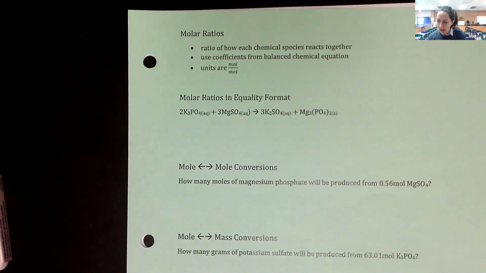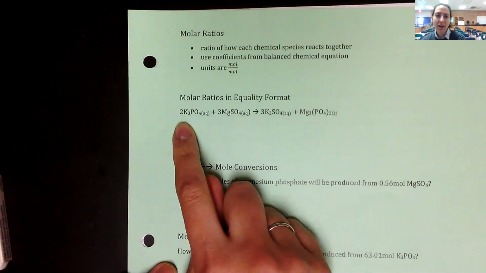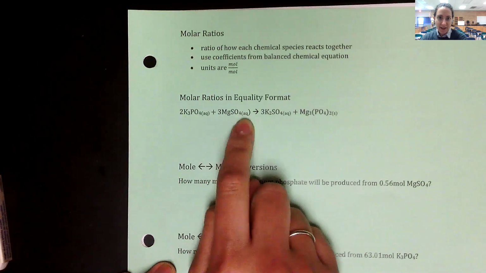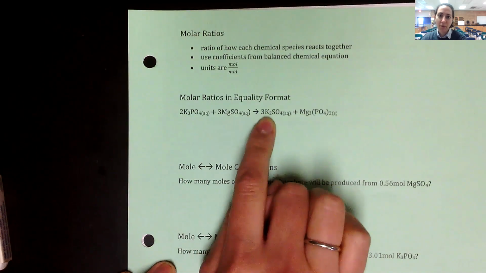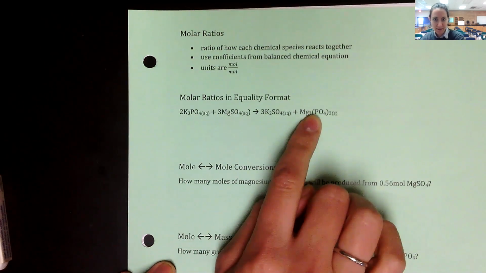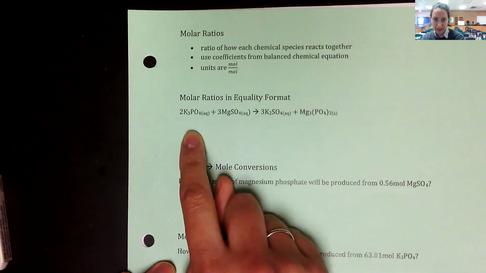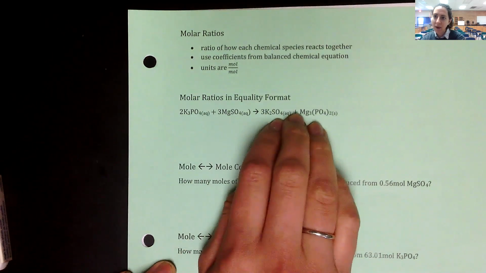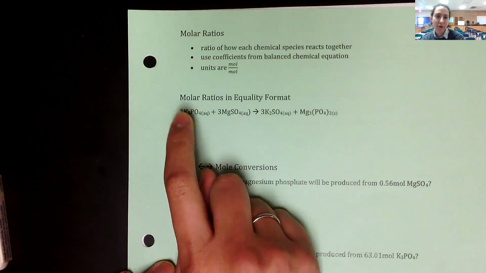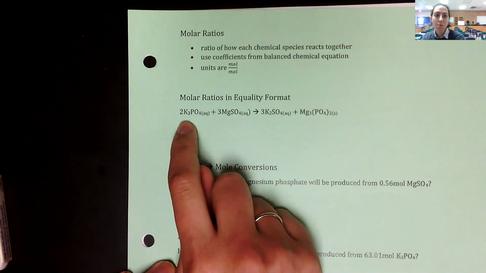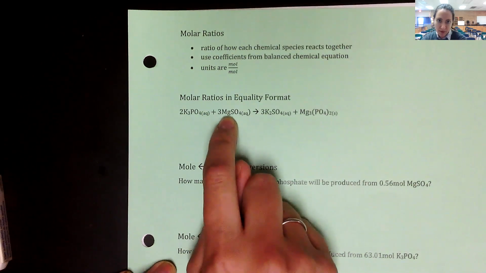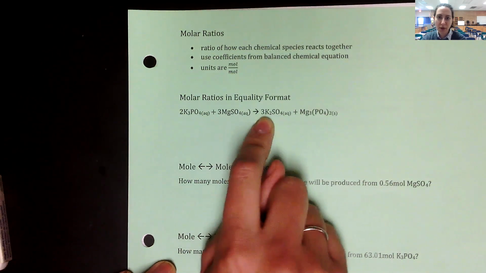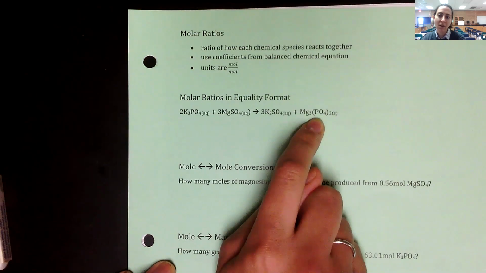So basically what happens when we're looking at a chemical reaction, for example, this one. We have potassium phosphate reacting with magnesium sulfate to form potassium sulfate and magnesium phosphate. This chemical reaction is balanced. And the way I interpret this is that for every 2 moles of potassium phosphate, it reacts with 3 moles of magnesium sulfate to form 3 moles of potassium sulfate and 1 mole of magnesium phosphate.